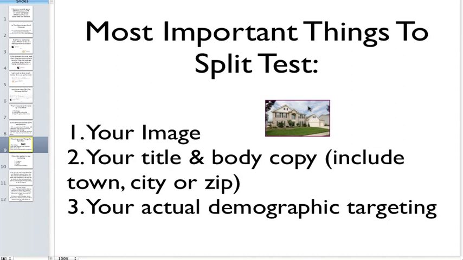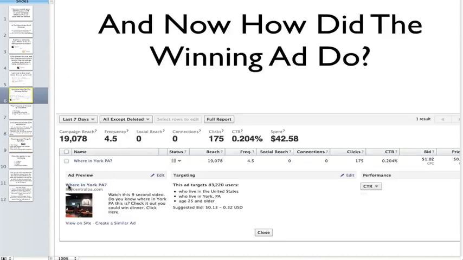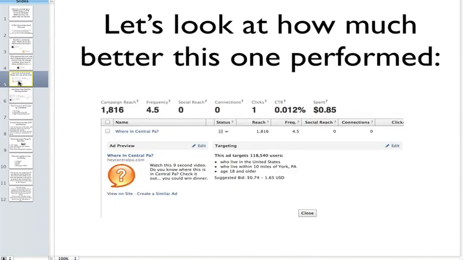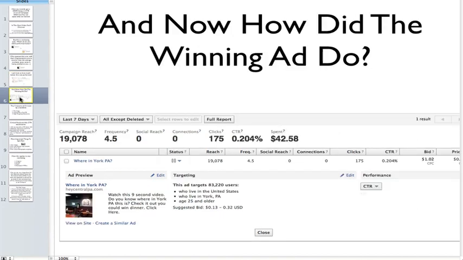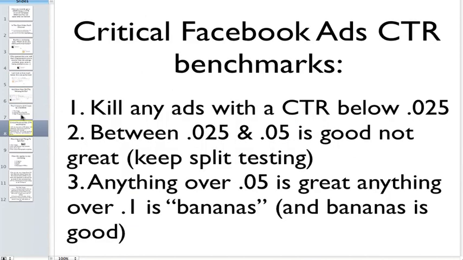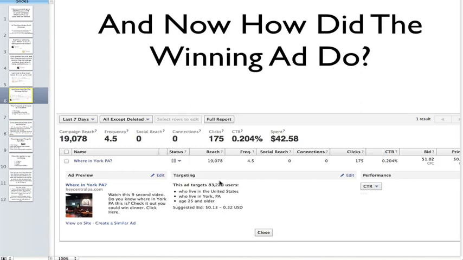Your title and body copy. And what I mean by that is what the title of your ad is and what the body copy of the ad is, okay? So again, one of the big differences here was where in Central PA, which is kind of vague and broad. Central PA, you might include 8 or 10 counties, versus very specific, where in York, PA, which in our case is a relatively small town, 80,000. And don't get me wrong, we have campaigns that are doing great to 8,000 users and great to 100,000 users. So each area and demographic is different.